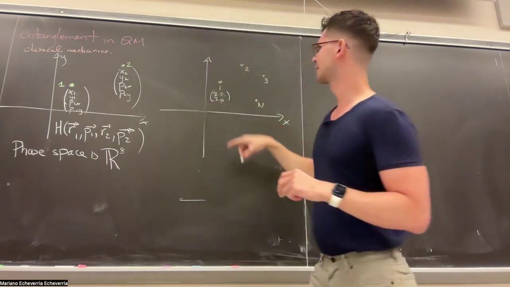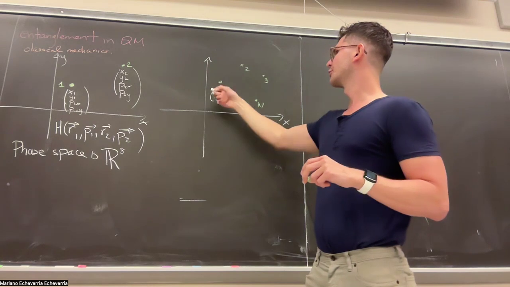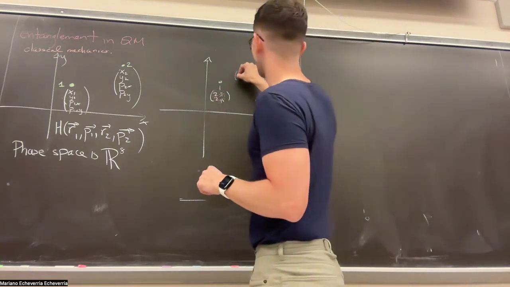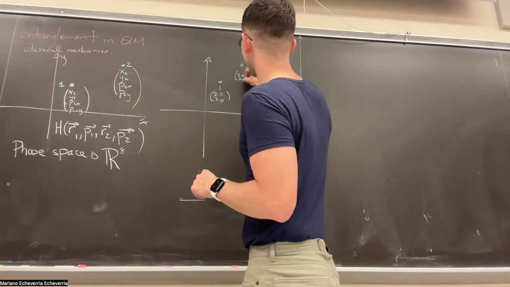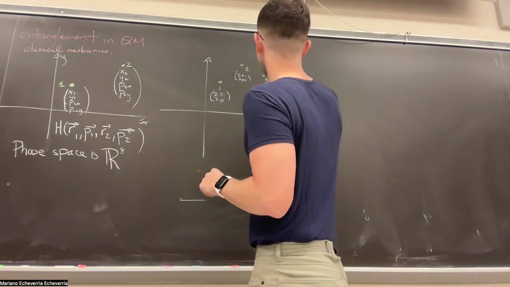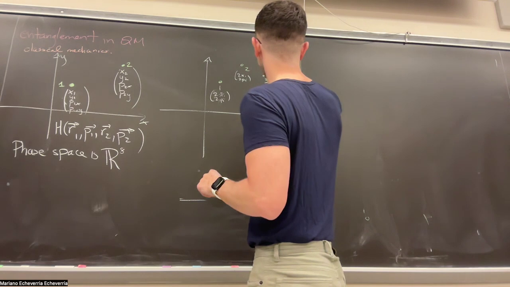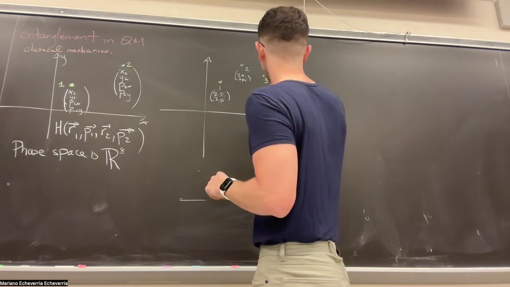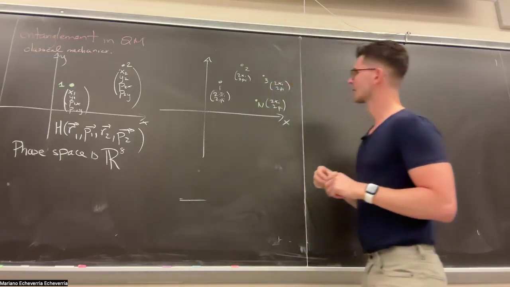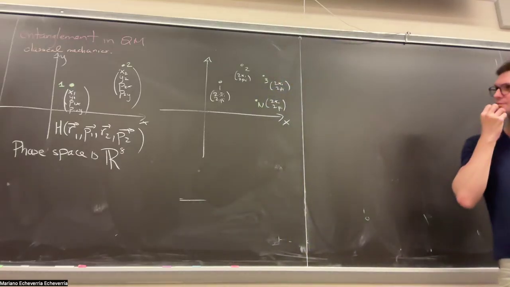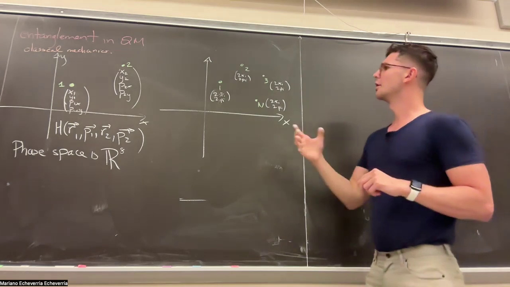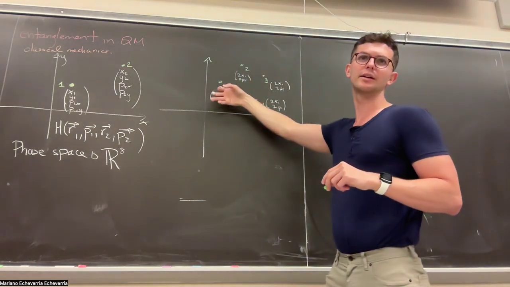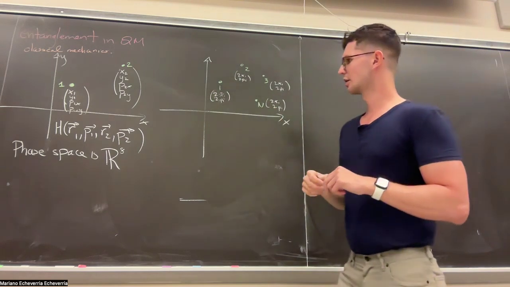Because they're on the plane, each one has two coordinates for position, two coordinates for momentum. This one has two coordinates for position, two coordinates for momentum. This one too, and this one too. So each of these contributes 4 coordinates, or 4 functions, right?